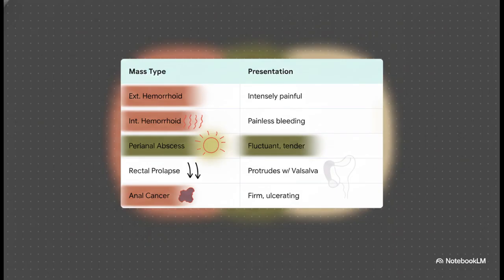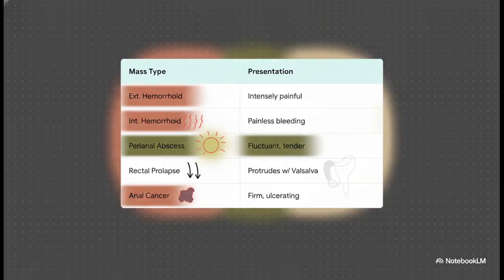If you examine a patient and find a fluctuant, erythematous, and highly tender mass, accompanied by systemic signs like a fever, you are dealing with a perianal abscess. That requires imaging to define the extent and prompt surgical drainage in the operating room. A rectal prolapse will appear as a concentric ring mass that protrudes when the patient performs a Valsalva maneuver. Finally, anal cancer is going to present as an enlarging, firm, ulcerating mass that may be associated with HPV infection or HIV.